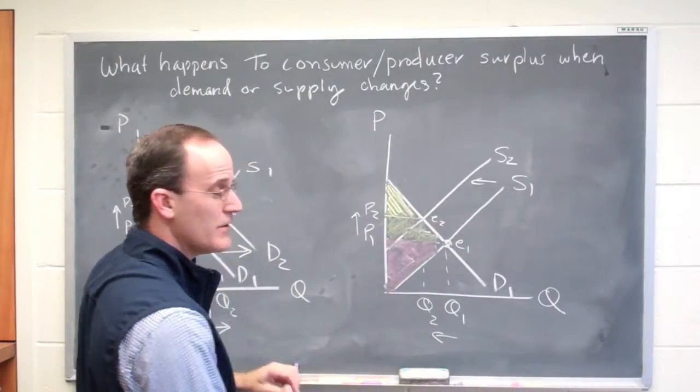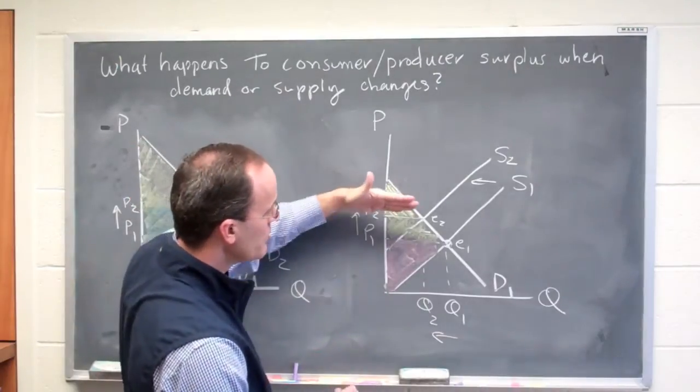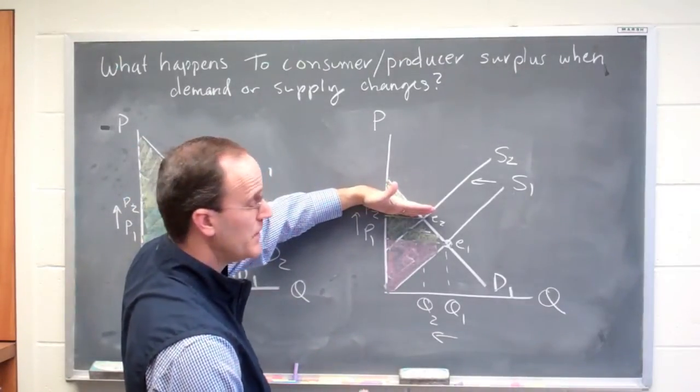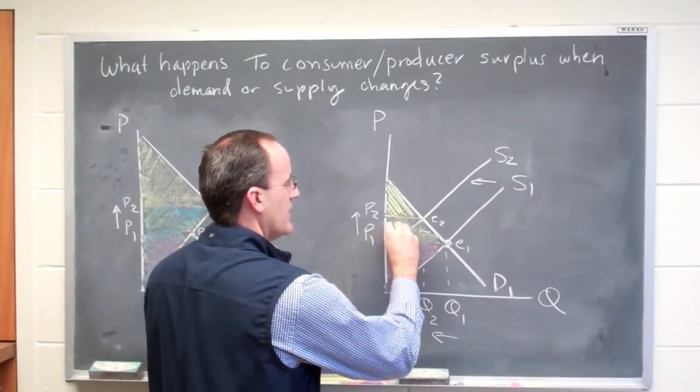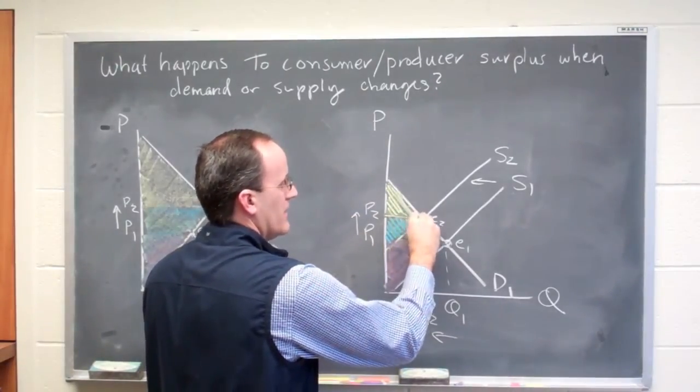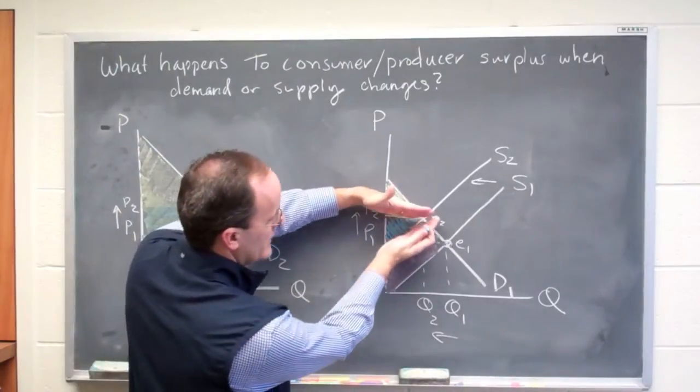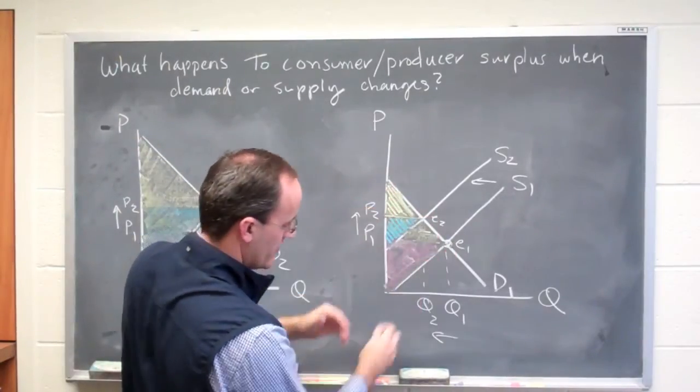And then we want to ask the question, well, what happens to producers? Producers get everything below price P2 and above the new supply curve. And so producers in this case get the blue area, and our blue triangle here, which you can see, is less than the original pink triangle.